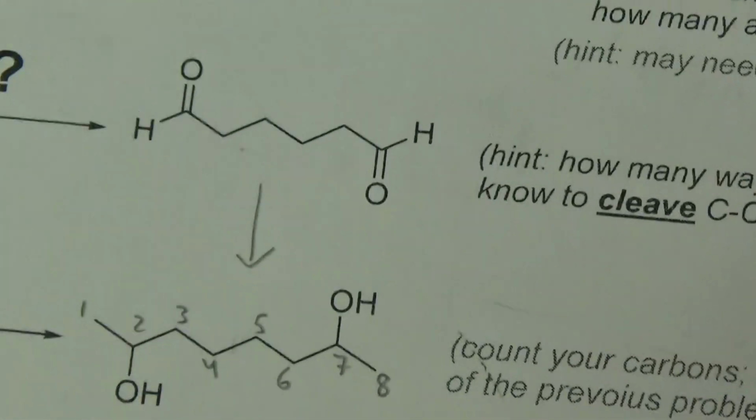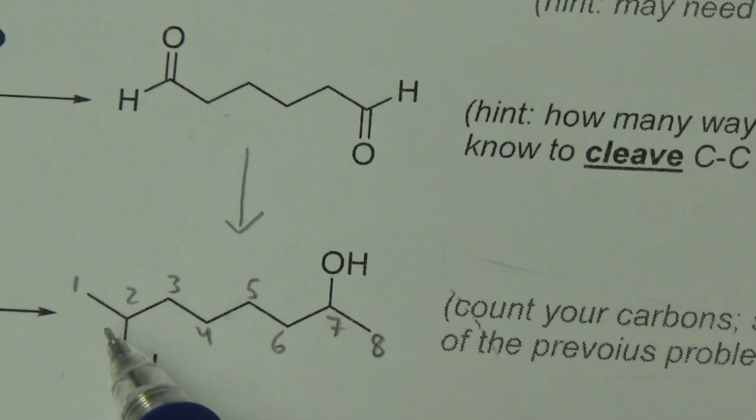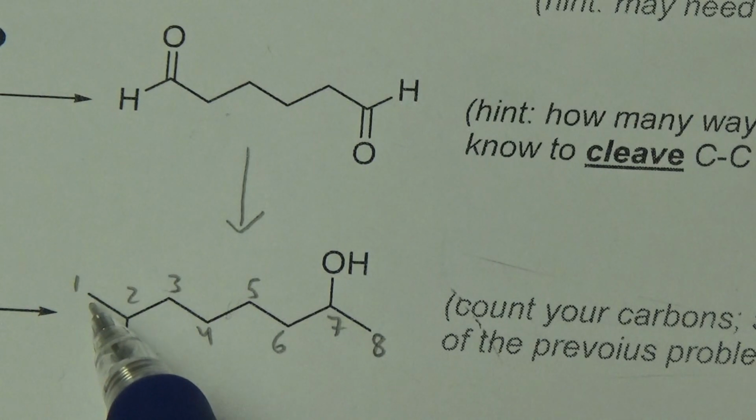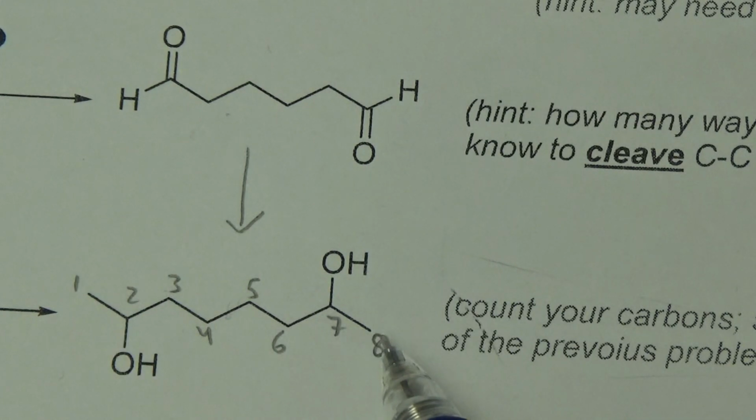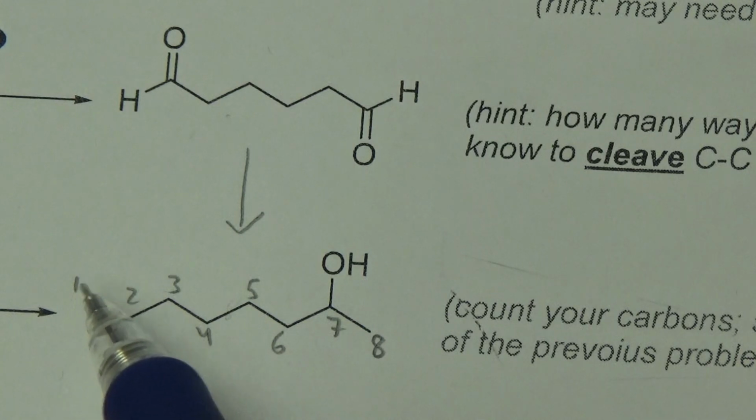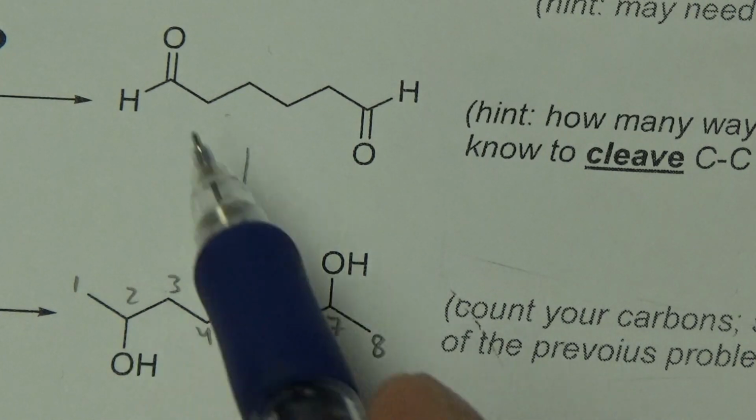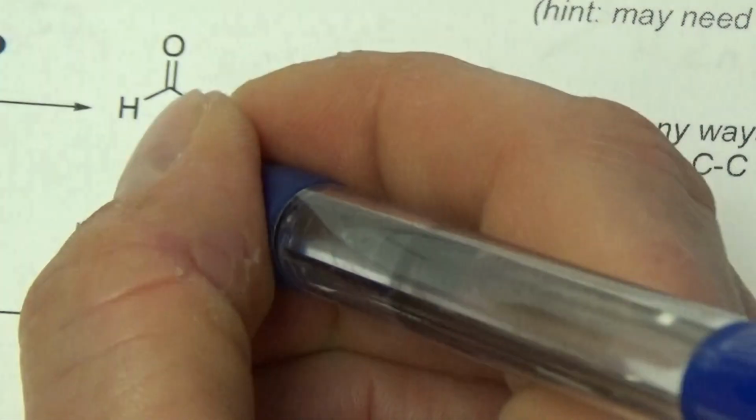Let's look at that. What are we adding? It looks like we're adding a carbon on the left end and a carbon on the right end. So it's just a CH3 and a CH3. How can you do that to an aldehyde? Oh, that's really easy.